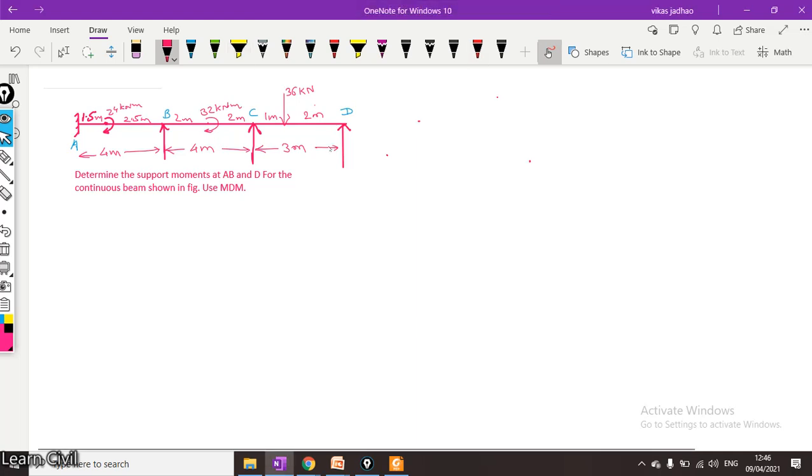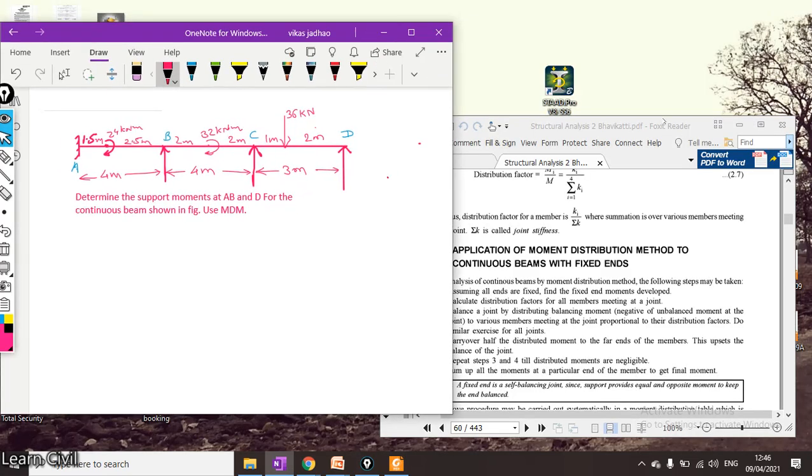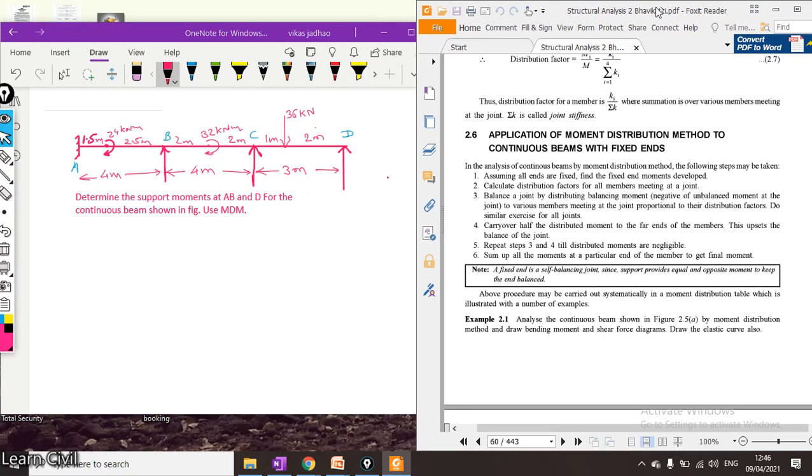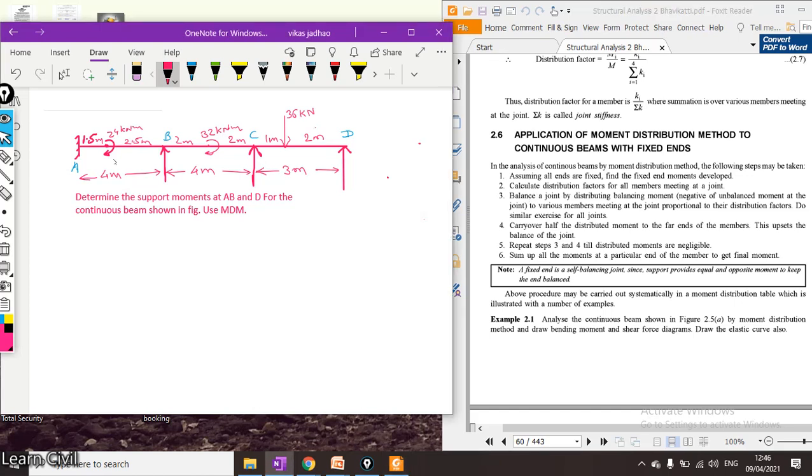So this is the given beam. We will be solving by using the slope deflection method. As usual, the first step for solving the slope deflection moment distribution method problem is to calculate the fixed end moment. These are the steps given for the moment distribution method.